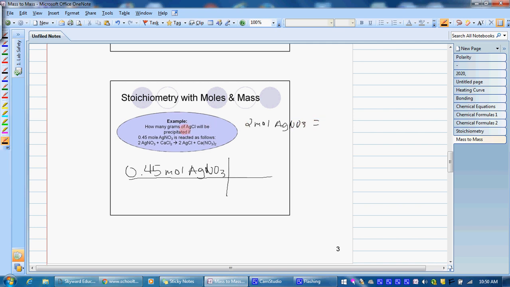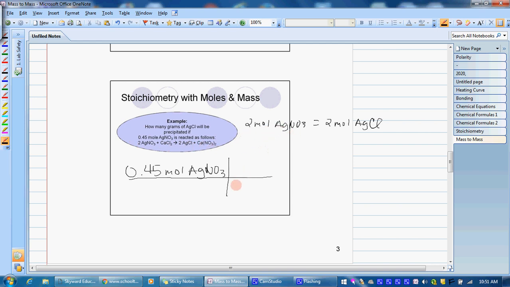That's going to be equal to a certain number of moles of AgCl right here, 2 moles of AgCl. So when we use our balanced equation, remember that it's always moles to moles. We have to do that step first. We cannot go from moles of something to grams of something else. We always have to do this middle step using our balanced equation and our number of moles of each.